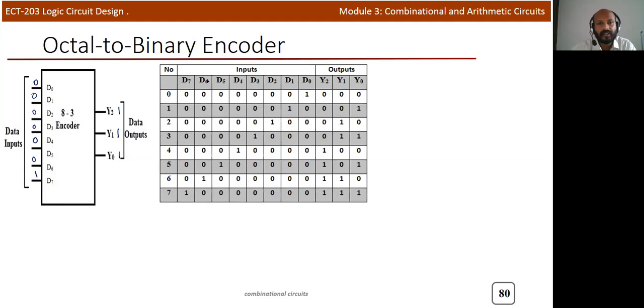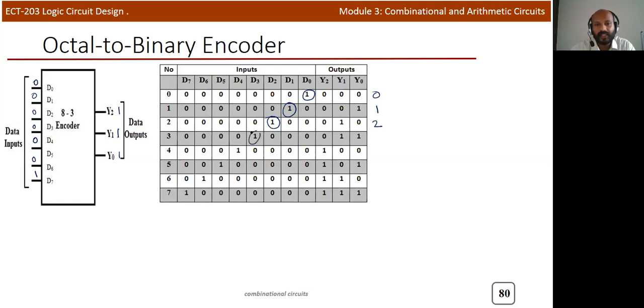So we can see the truth table here. The same thing. Similarly, you need to consider 8 different combinations. In the first case, you can see that D0 is equal to 1, so we'll get binary 0 here. When D1 is equal to 1 and all other inputs are 0, the output will be the binary equivalent of 1. And when D2 is equal to 1 and all other inputs are 0, y2, y1, y0 will be 0, 1, 0, which is the binary equivalent of 2.